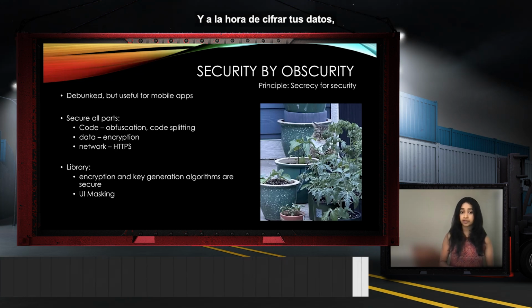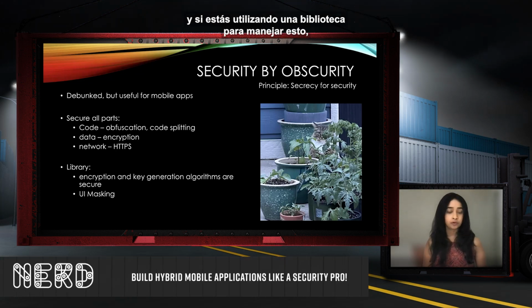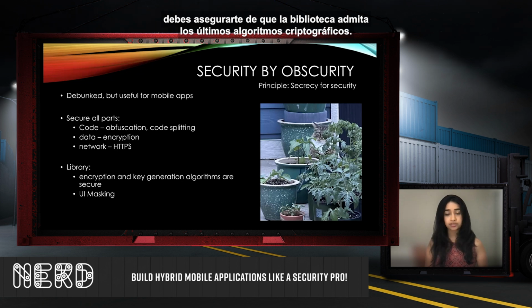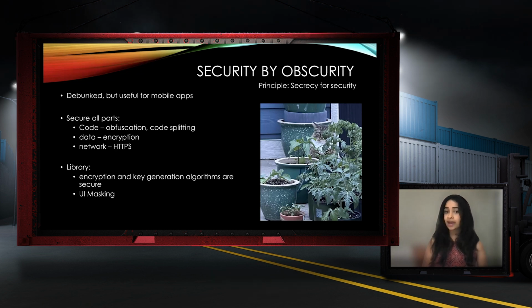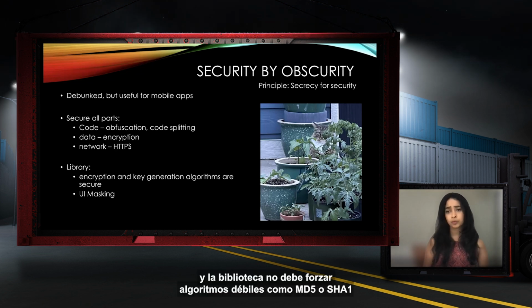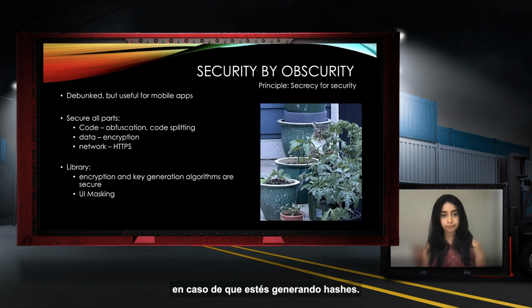And when you're going to encrypt your data, and if you're using a library to handle this for you, you want to ensure that the library supports the latest cryptographic algorithms. Any new encryption algorithms or key generation algorithms should be supported by the library, and the library shouldn't force weak algorithms like MD5 or SHA-1 in case you're doing hashing.